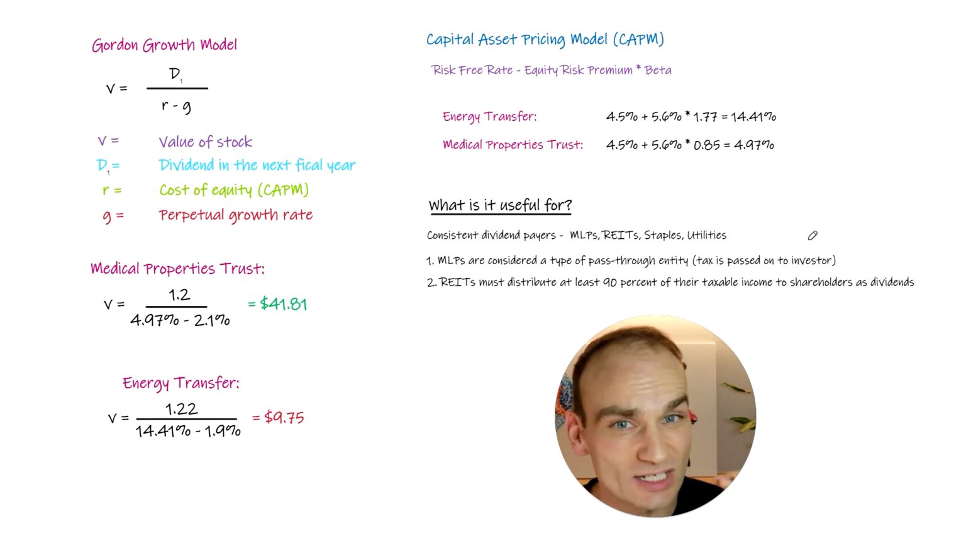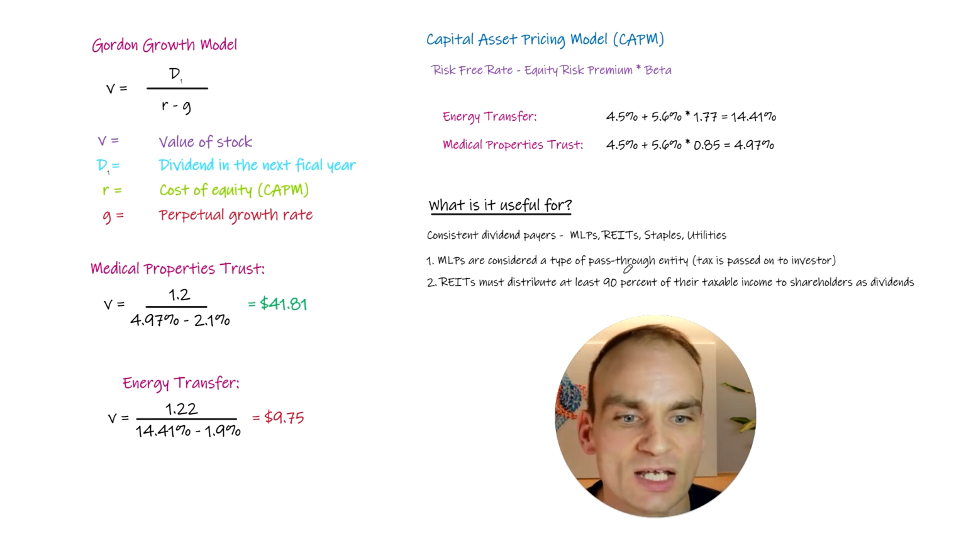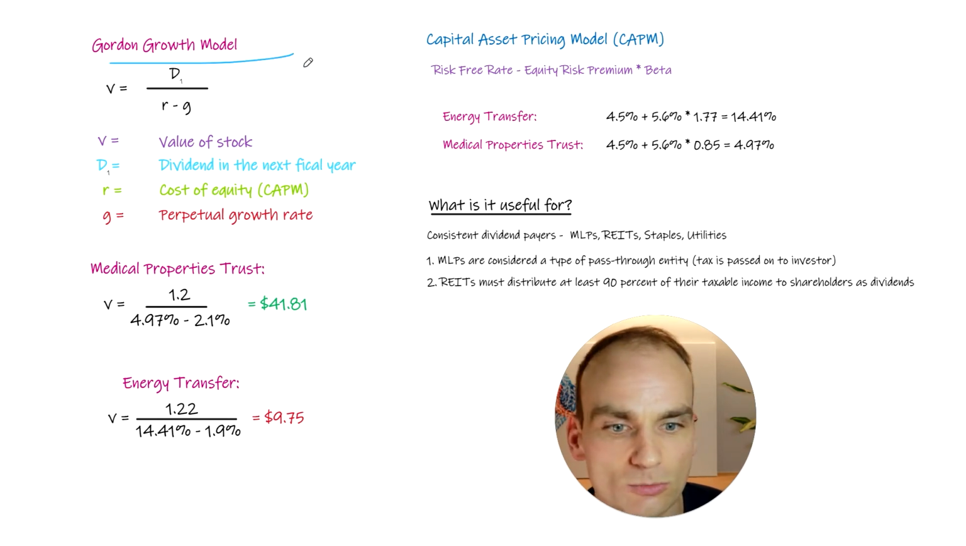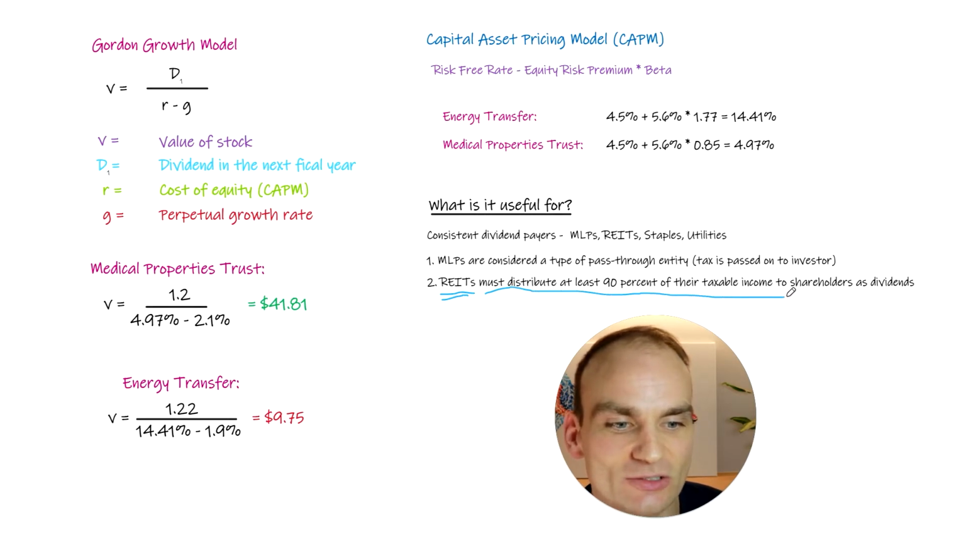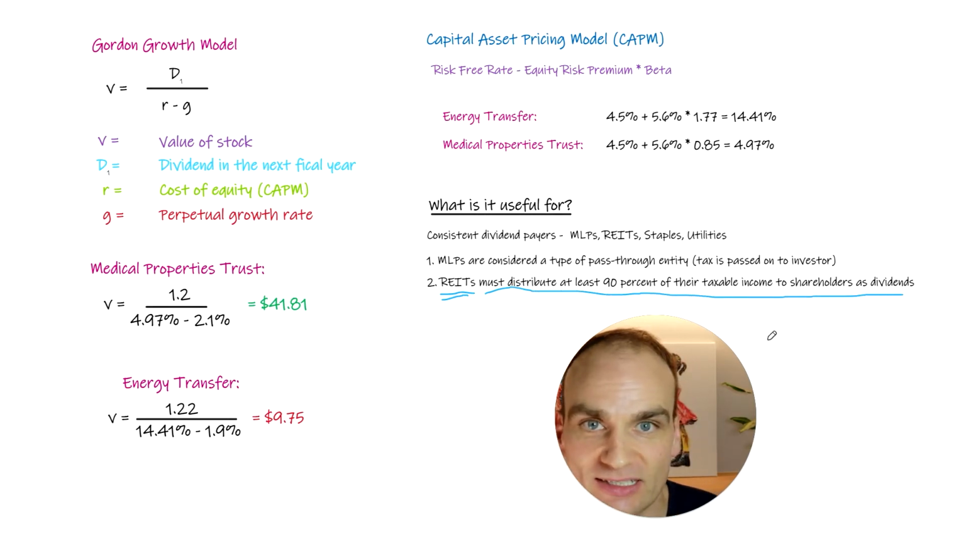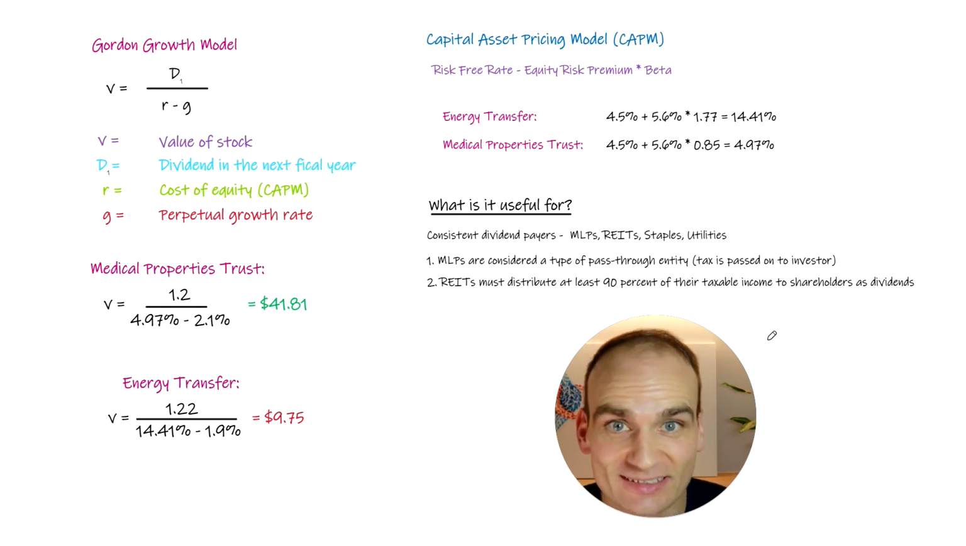But the dividend's very consistent and it's very high. And so an MLP might work really well in the Gordon Growth model. As well as that, REITs, real estate investment trusts. Why? In order to keep a status as a REIT, the REIT itself must distribute at least 90% of their taxable income to shareholders as dividends. So dividends are consistent and they're longer term in nature.